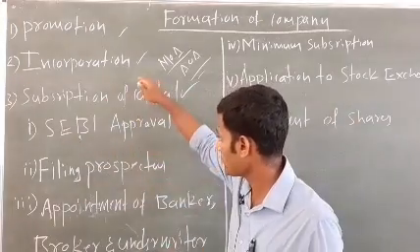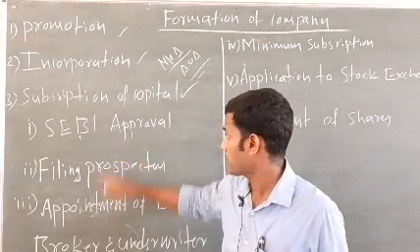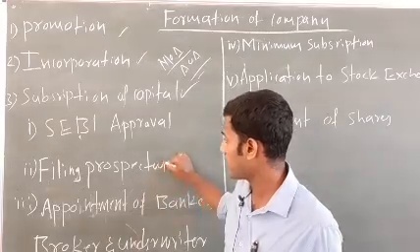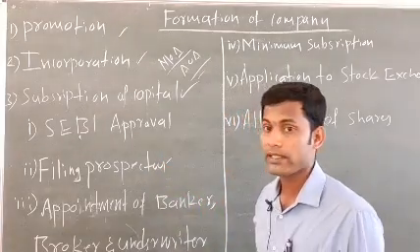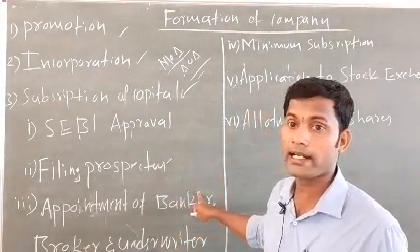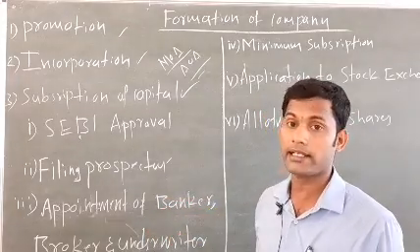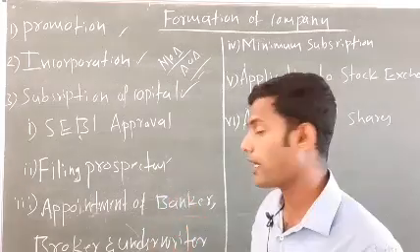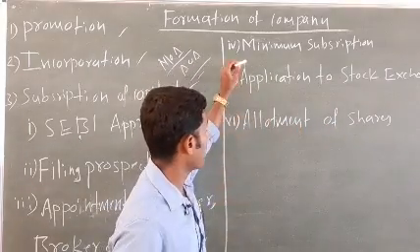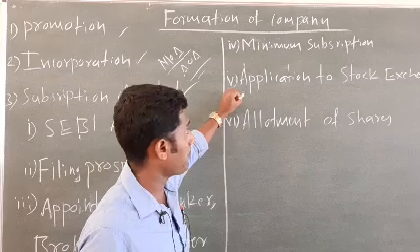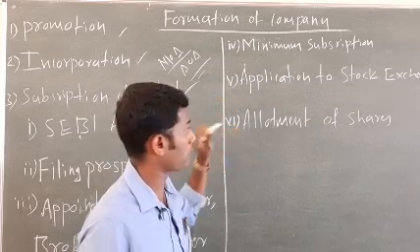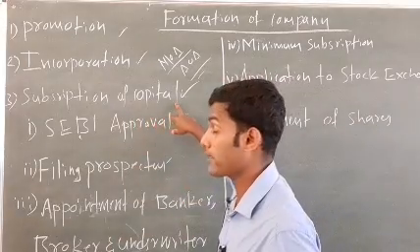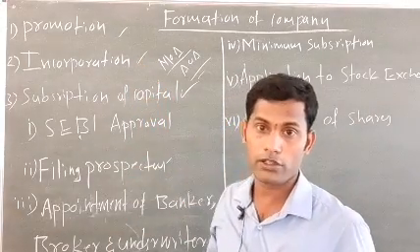Okay, now, here we have some steps. First one, SEBI approval, then filing prospectus, then appointment of bankers, brokers and underwriters. Then we have the minimum subscription, then application to stock exchange, then allotment of shares. These are all the steps that come under subscription of capital. This is the third step under formation of company.